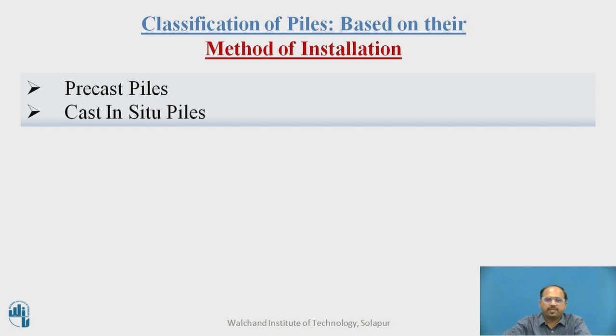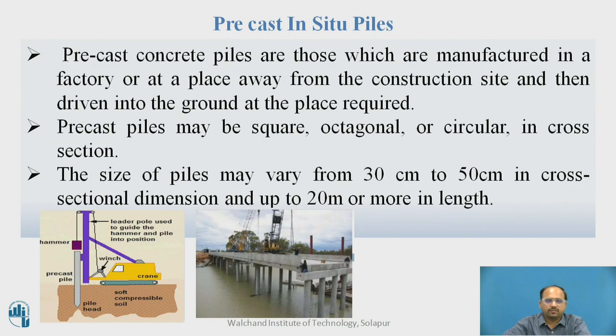Classification based on their method of installation. For method of installation, we classify two types: one is precast pile, then cast in situ pile. First we will discuss the precast pile. Precast concrete piles are those manufactured in a factory or at a place away from the construction site. Then they are driven into the ground at the place required.